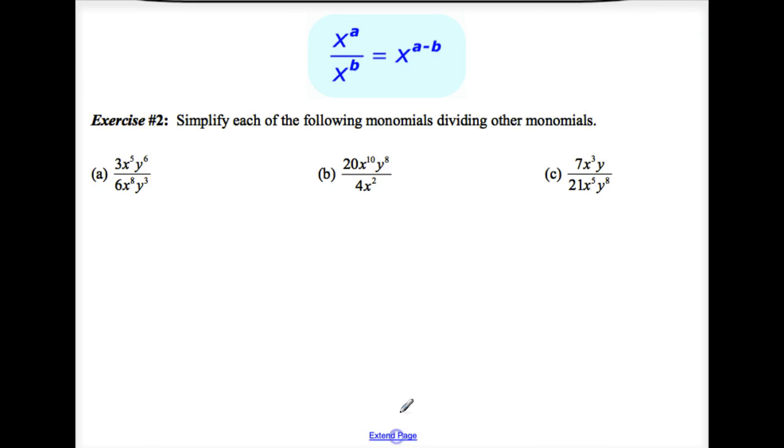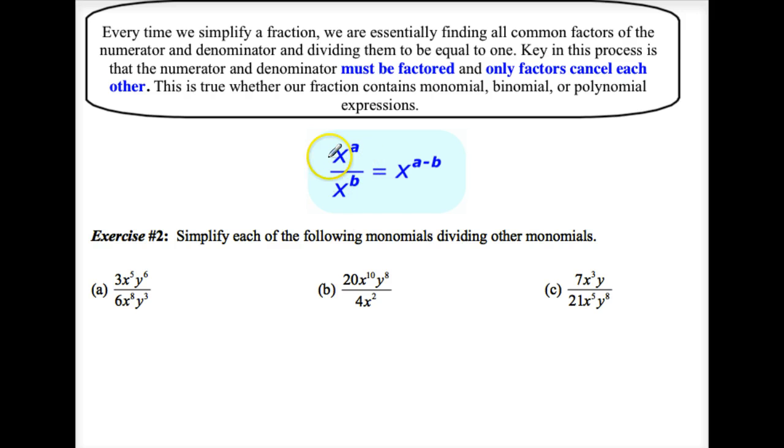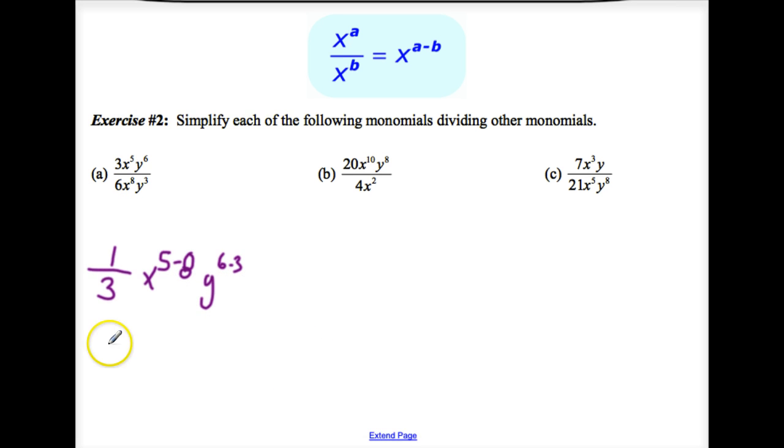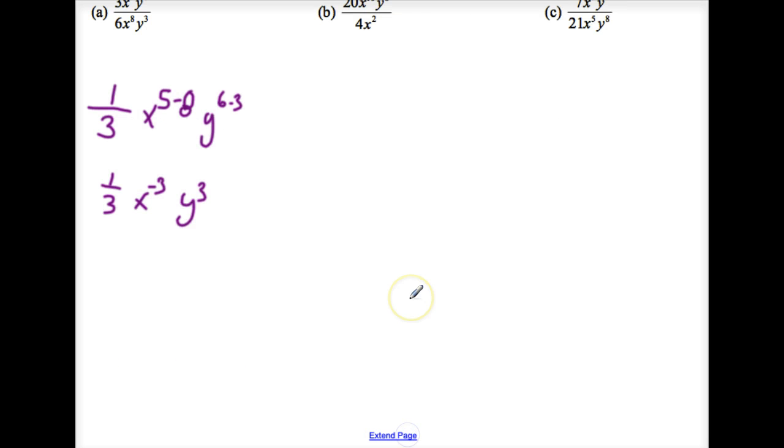So moving along, remember this rule: when I'm dividing the same base, what do I do with the exponent? I subtract them. So let's look at some examples. So 3 over 6, we're going to take it piece by piece. 3 over 6, that's 1/3. And then the same base, so I want to do x, 5 take away 8, and then y, 6 take away 3. This actually works out to be 1 over 3, x to the negative 3, y to the positive 3. But remember, when we were reviewing the finals, we talked about we don't ever want to see a negative exponent. So what do we do? We flip it to the bottom.